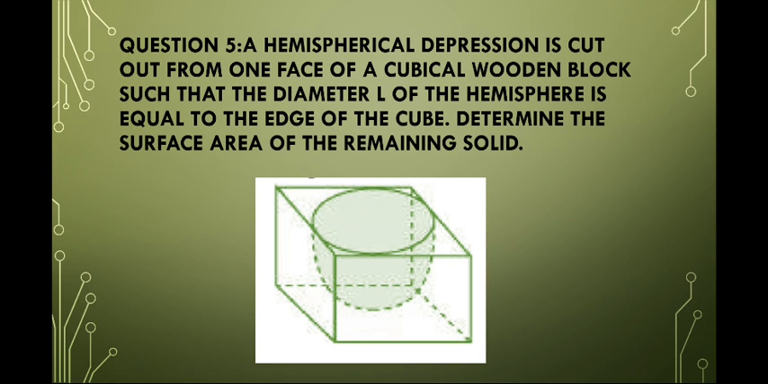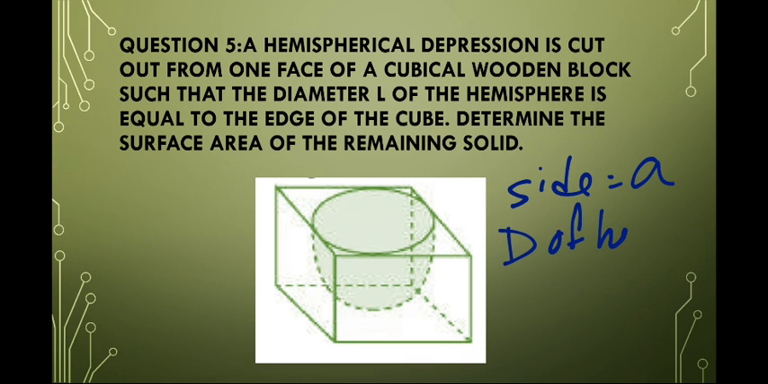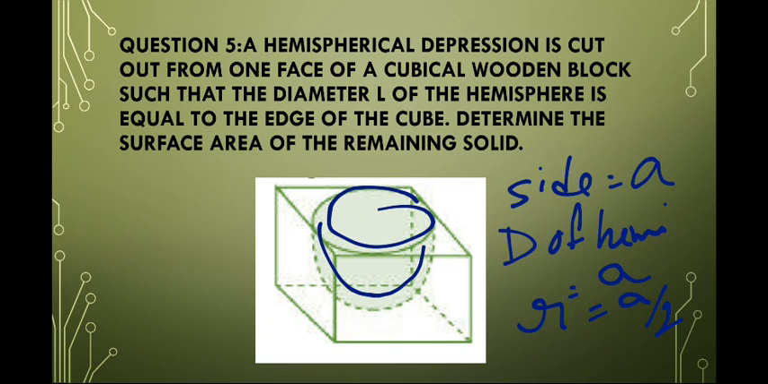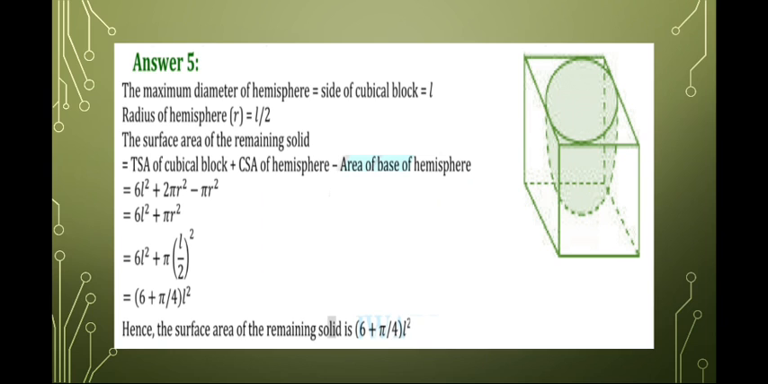That means if you consider the side of the cube as A, then the diameter of the hemisphere is also A, that is, the radius will be A by 2. So for this hemisphere, the radius is A by 2. So let us check the solution. The maximum diameter of the hemisphere is equal to the side of the cubical box L. I am considering the side of the cubical block as L. So the radius will be L by 2.